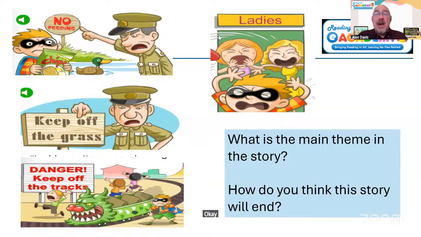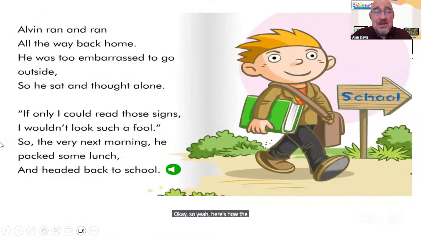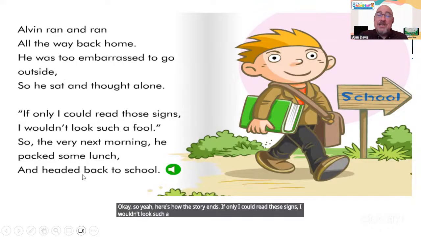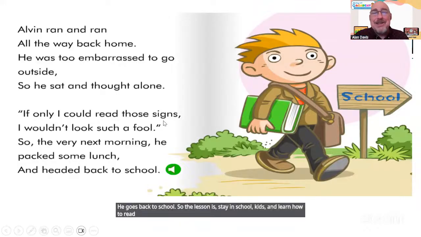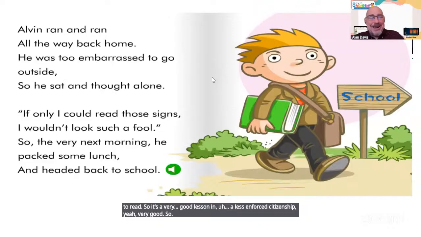Okay, so here's how the story ends. "If only I could read these signs, I wouldn't look such a fool." So what does he do? The next morning, he goes back to school. So the lesson is stay in school, kids, and learn how to read. So it's a very good lesson, a lesson for citizenship. Yeah, very good. So can Alvin read? Yep. Okay.